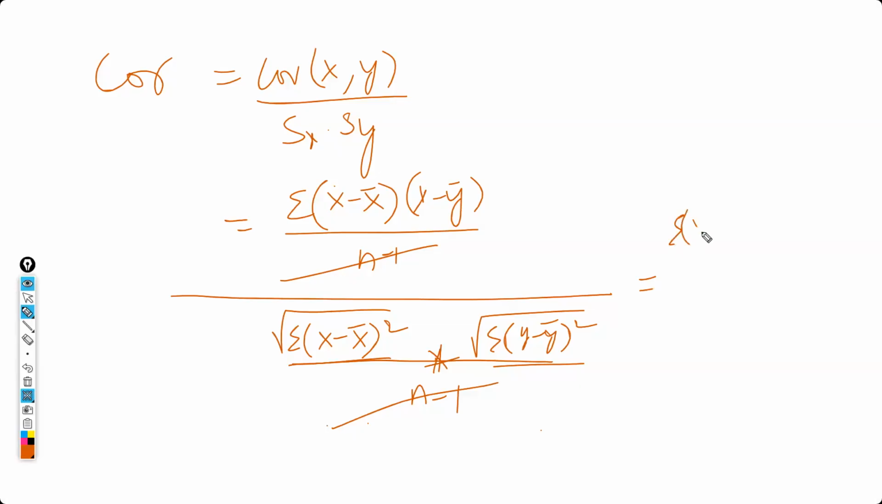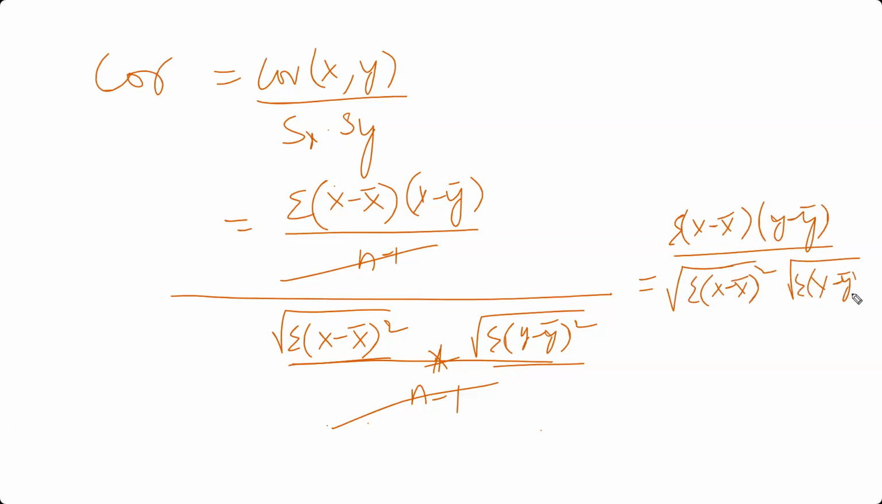So sigma of (x minus x bar) into (y minus y bar), divided by square root of sigma of (x minus x bar) whole square, into square root of sigma of (y minus y bar) whole square. That is the formula of correlation. And the correlation is given by the symbol R.